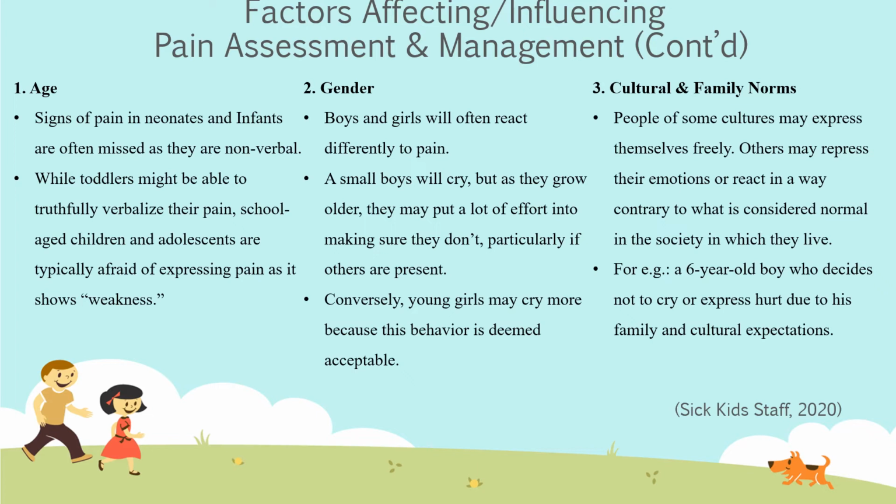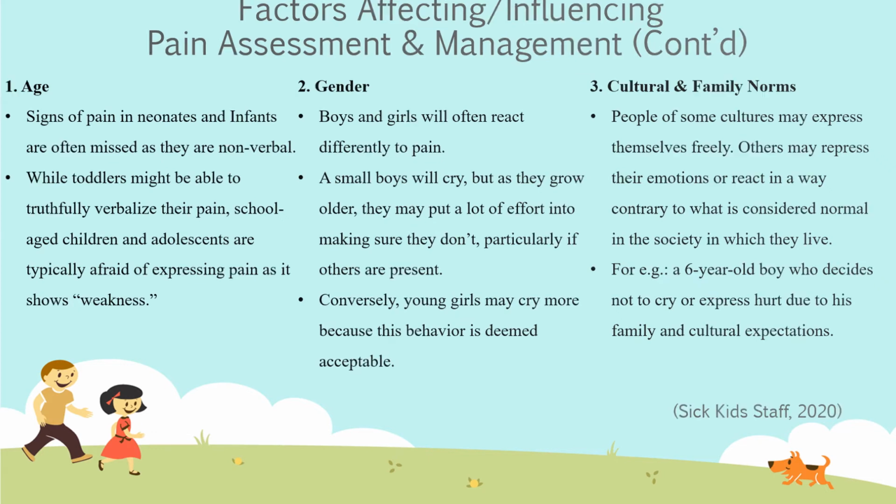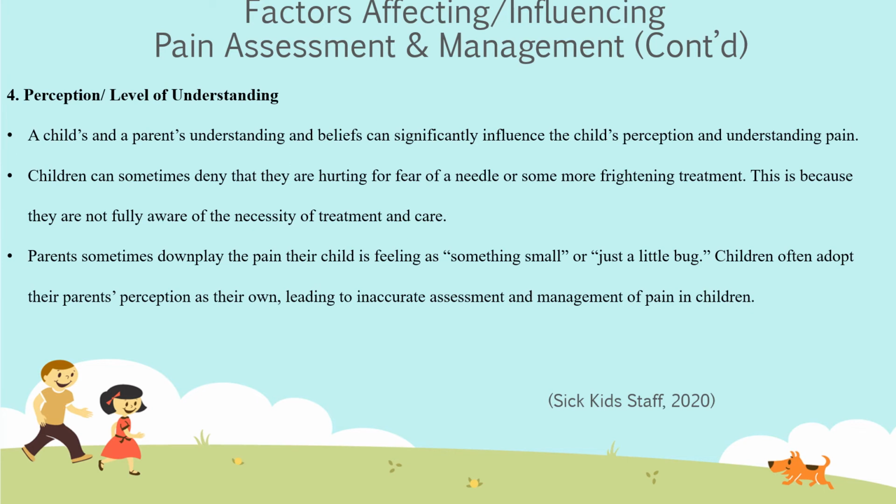For cultural and family norms, people of some cultures may express themselves freely, while others may repress their emotions or react in a way contrary to what is considered normal. For example, a 6-year-old boy who decides not to cry or express hurt due to his family and cultural expectations. Perception as well. Parents may sometimes downplay the child's feelings as something small or just a little bug, and children often adopt their parents' perception as their own, leading to inaccurate assessment and management of the child's pain.